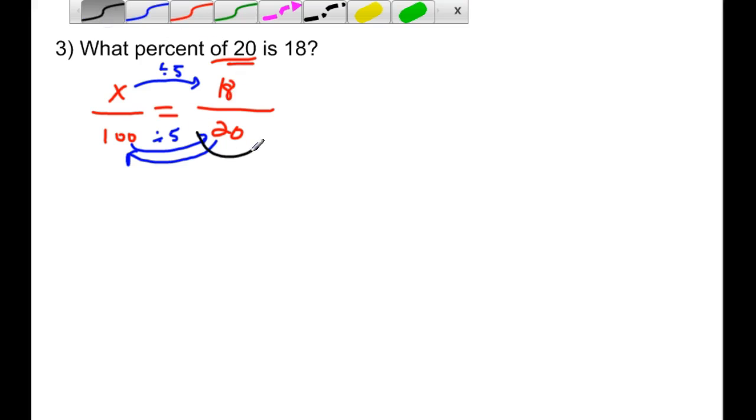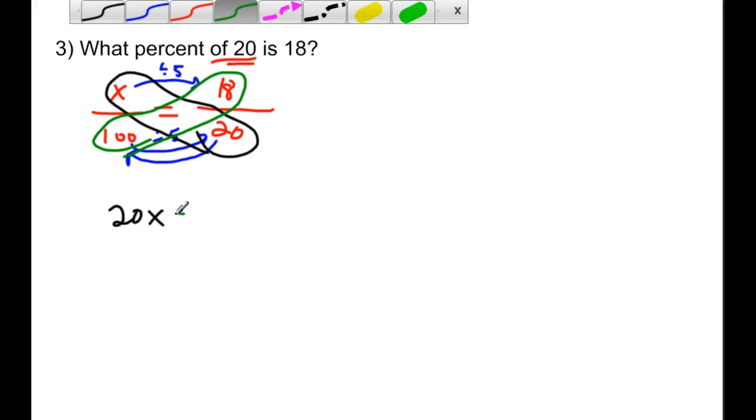But say that doesn't make sense, you can cross multiply. 20x will equal, when I multiply the other directions, 18 times 100, which is 1800. Okay, so there's your 1800. 20x, now divide. Divide by 20. Divide by 20. X is going to be 90.